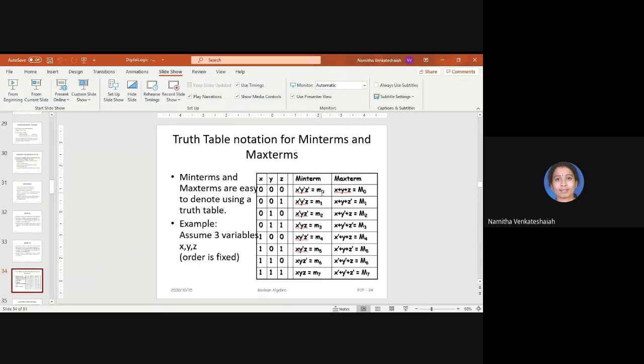Min term is always represented by small m. Max term is always represented by capital M. So what is the equivalent min term for this? X dash, y dash, z dash. What is the equivalent max term for this? X plus y plus z.